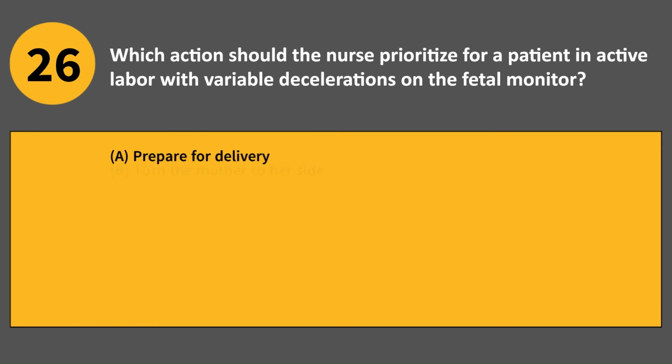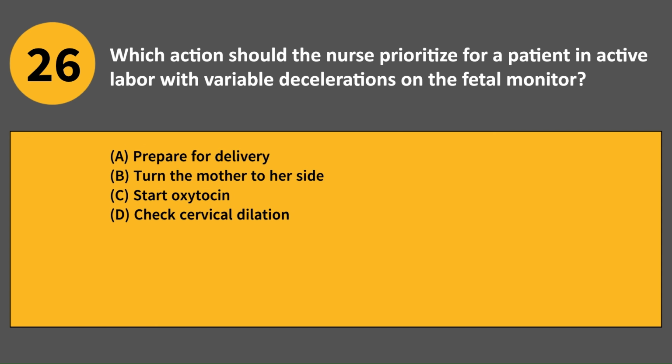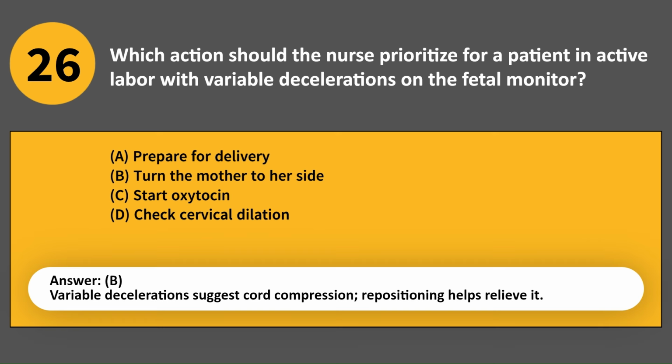Which action should the nurse prioritize for a patient in active labor with variable decelerations on the fetal monitor? A. Prepare for delivery. B. Turn the mother to her side. C. Start oxytocin. D. Check cervical dilation. Answer B. Variable decelerations suggest cord compression, repositioning helps relieve it.